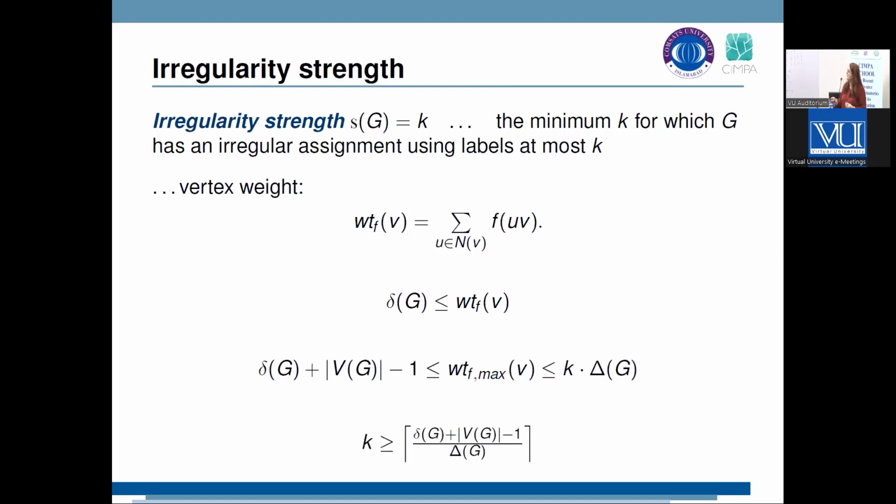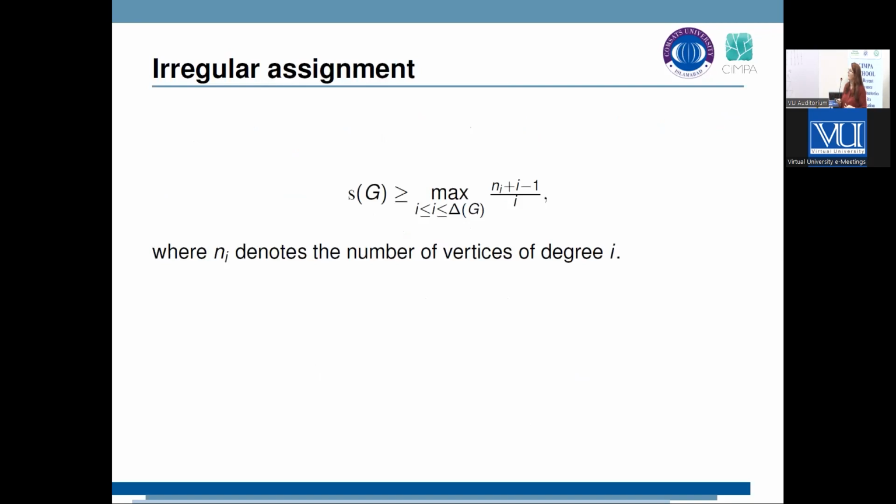So combining these two, we get a lower bound for the irregularity strength of the graph. It's the ceiling of the number of vertices plus minimum degree minus 1, the whole divided by maximum degree. It must be an integer, so we have this one. Okay. Of course, there are also some other lower bounds.